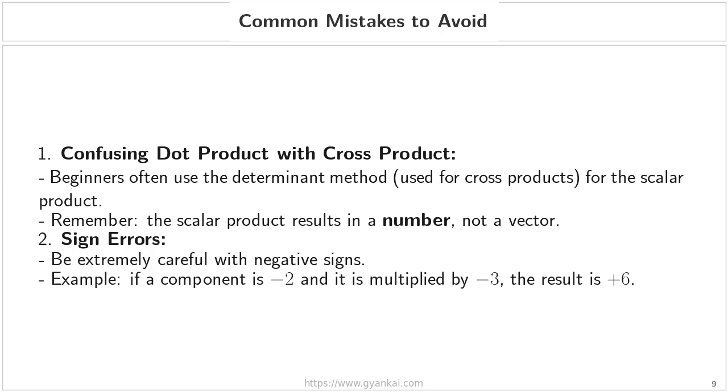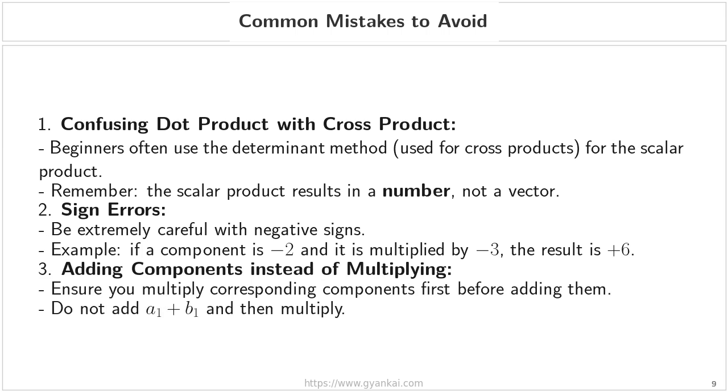Second, watch out for sign errors. This is perhaps the most common mistake in all of algebra. When you are multiplying components, be extremely careful with negative signs. For instance, if you are multiplying a component of -2 by a component of -3, remember that the result must be +6. A single missed minus sign will change your entire final sum.